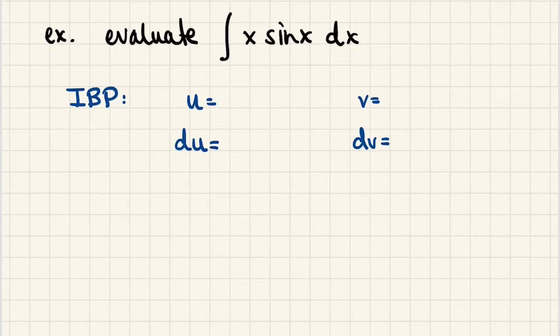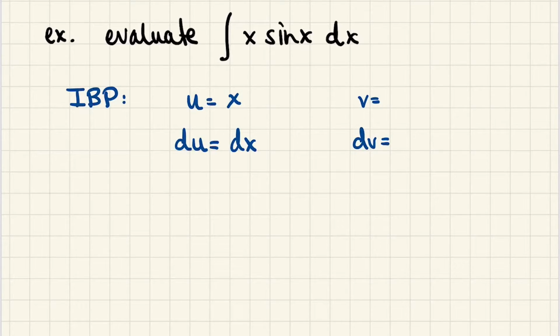The decision you make is to let u be one of the factors of the integral. So we could let u equal x or sine of x here. The principle is that you want to let u equal a factor whose derivative is simpler than the original. For instance, we could let u equal x because its derivative is 1, and 1 is simpler than x. Whereas if we let u be sine of x, its derivative is cosine, which isn't really simpler, it's just a lateral move in terms of complexity. So we're going to let u equal x here, and its du will be, of course, dx.